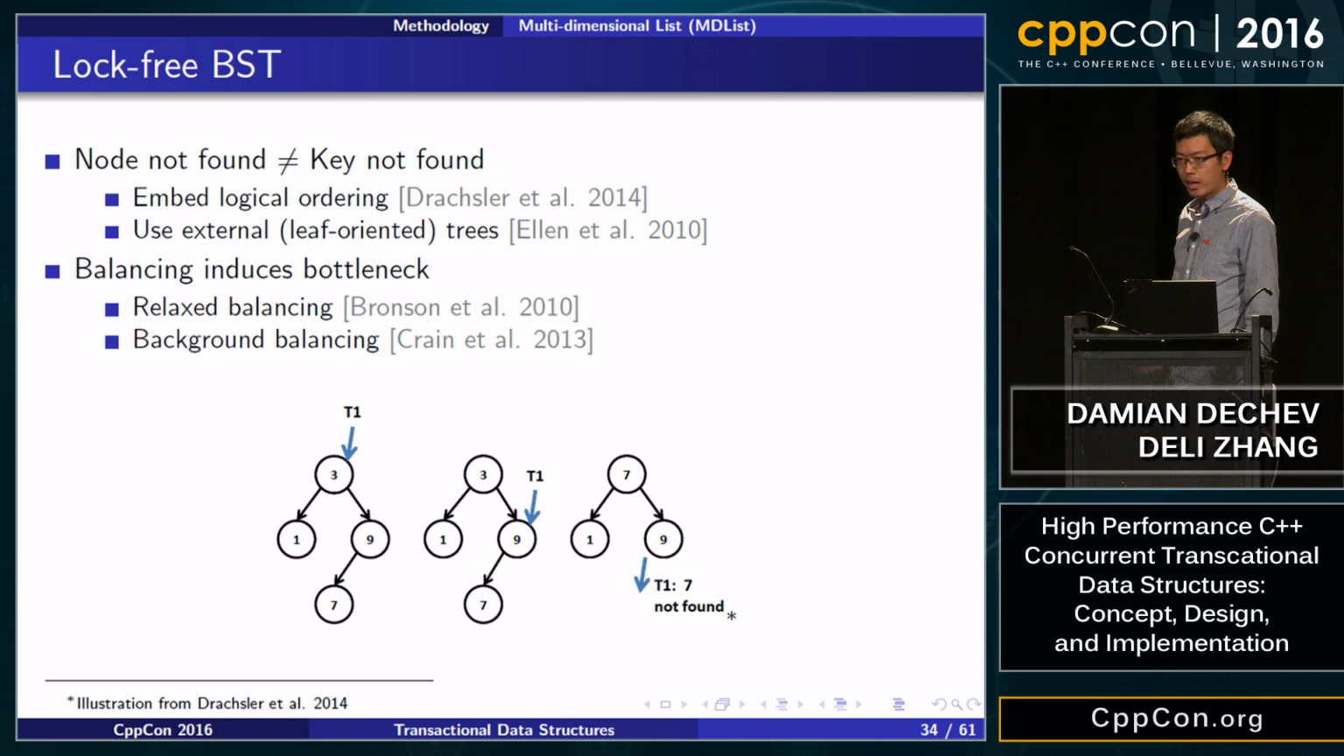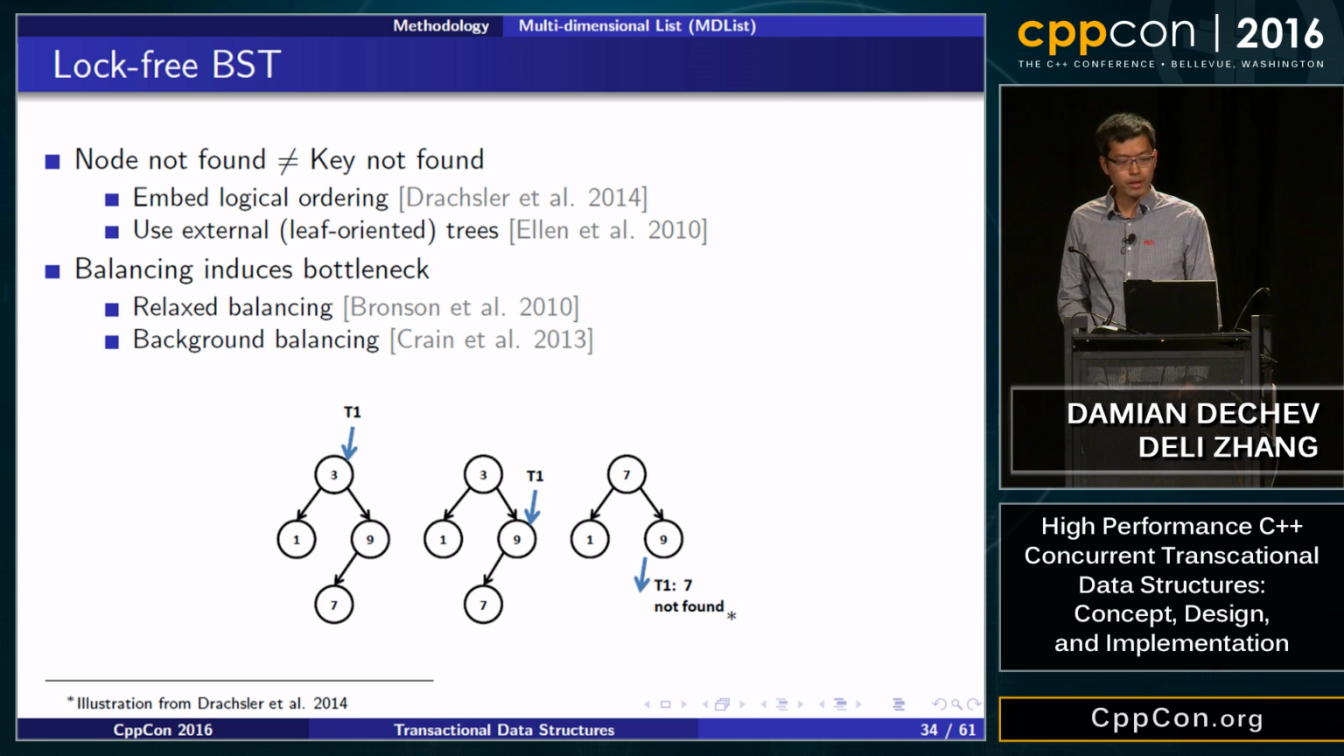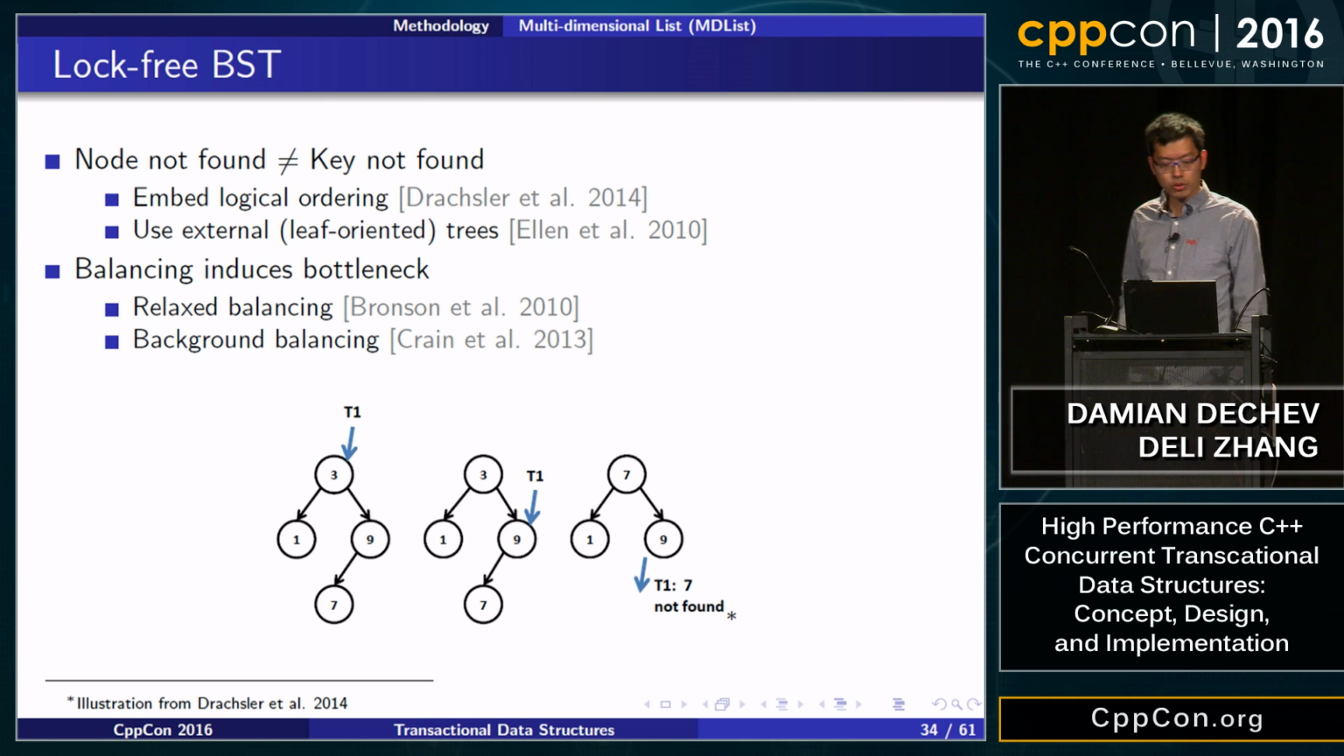BSTs need to be balanced to maintain their optimal search time. But this process involves modification to a large number of nodes, and this will likely stall other concurrent operations. To the best of my knowledge, there is no lock-free implementation of a rebalancing algorithm for BSTs. But people have been proposing relaxed balancing and background balancing to alleviate this issue.